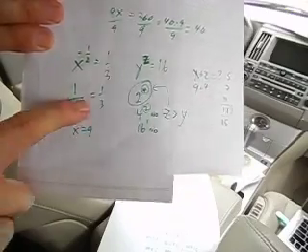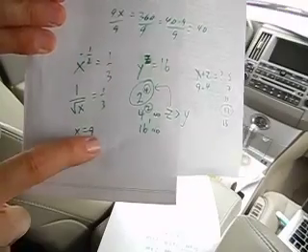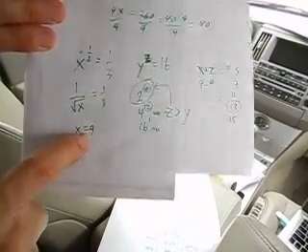Now, what square root of what number is going to give you 3? It's x is 9. So we got that down.